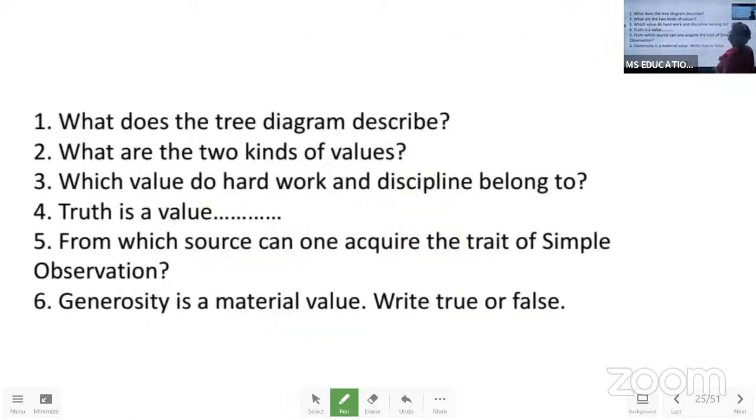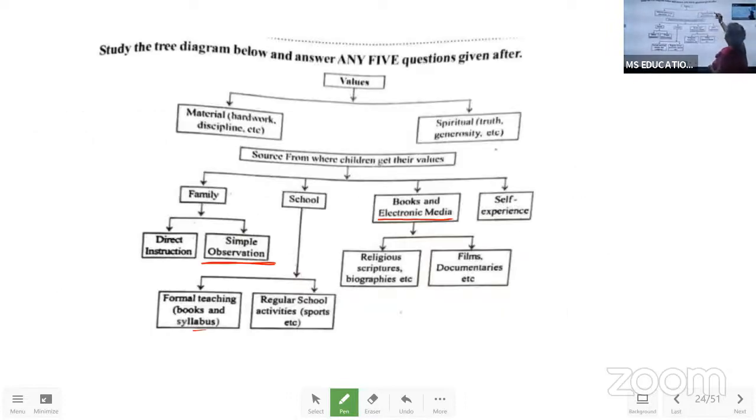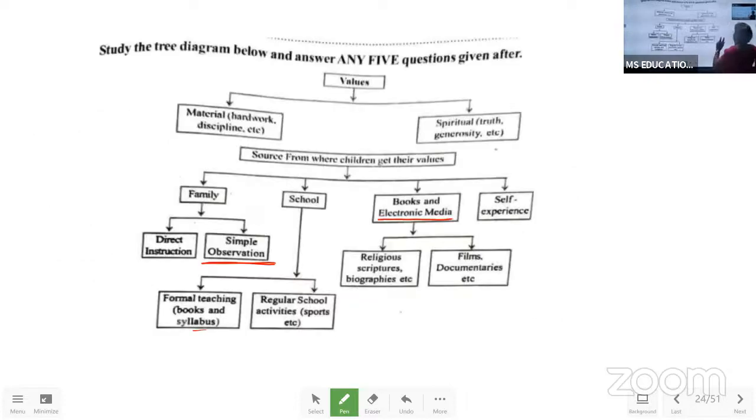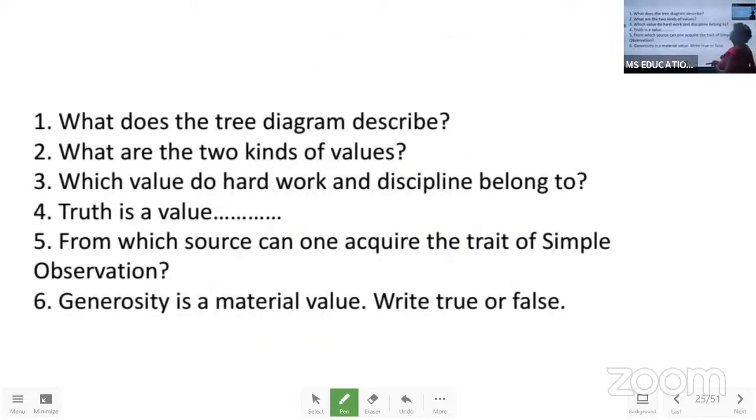What does the tree diagram describe? Very easy. The heading is there. It tells you about the sources from where children get their values. That is the answer to it. Next, what are the two kinds of values? Straightforward, material and spiritual. These are two ways in which a child gets values.